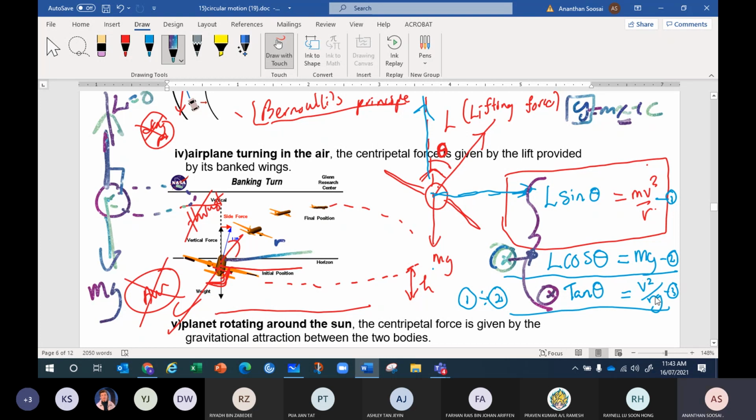Okay, please take down these three: L sin theta = mv squared over r, L cos theta = mg, divide, tangent theta = v squared over rg. A 2 marks question, they'll ask you to prove, right? Show that tangent theta equals v squared over rg. So you have to show these two equations first, then you divide, then you show this. 2 marks question.